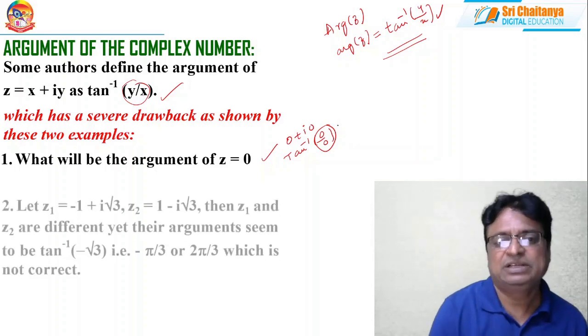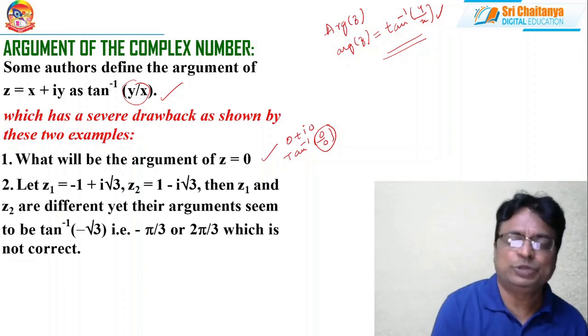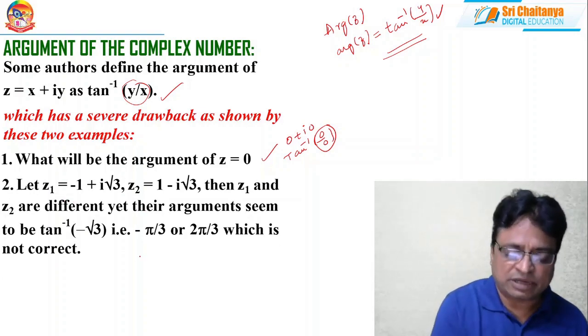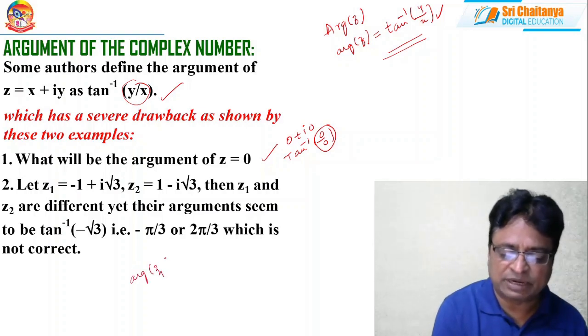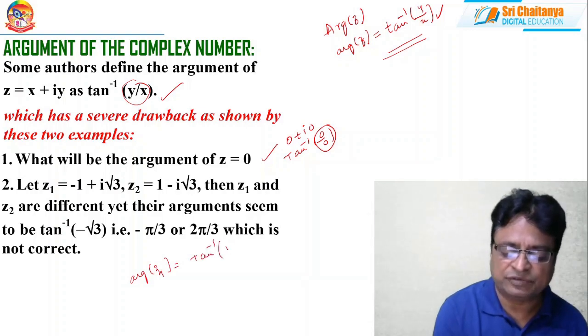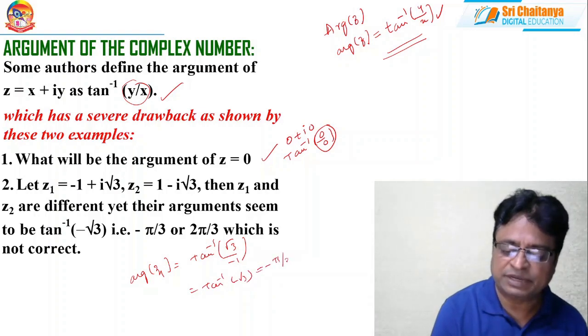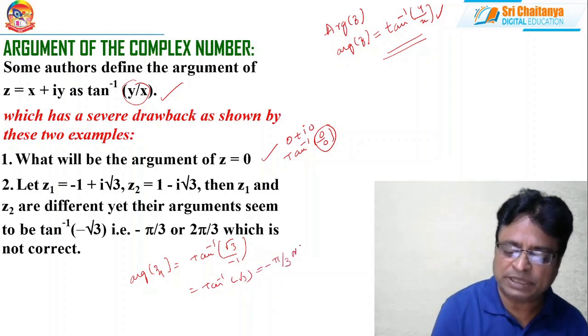Coming to example 2, suppose z1 is equal to minus 1 plus i root 3. Then what is the argument of z1? The argument of z1 is nothing but tan inverse of imaginary part root 3 by real part minus 1. That is tan inverse of minus root 3, that is minus pi by 3 as per the definition of inverse trigonometry, or 2 pi by 3.